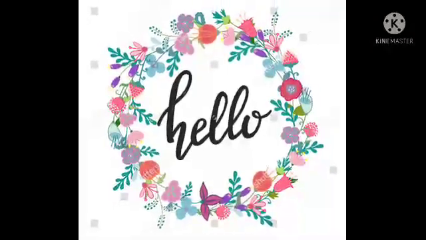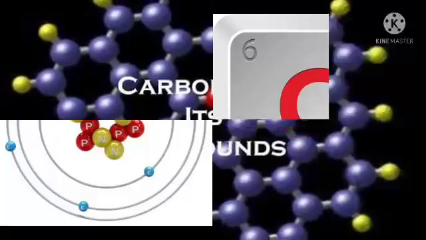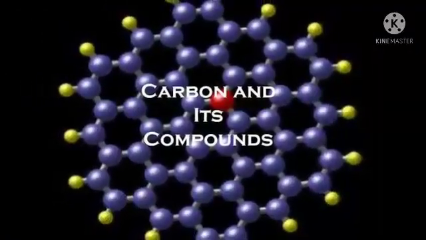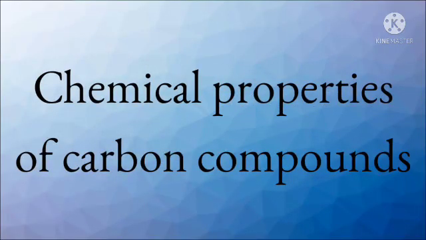Hello everyone. We have discussed two parts of the lesson Carbon and its Compounds, which included major subtopics like occurrence of carbon, bonding in carbon, formation of covalent bonds, hydrocarbons, isomerism, and functional groups. Today, let us discuss something more related to carbon and its compounds. Today we shall discuss the chemical properties of carbon compounds.